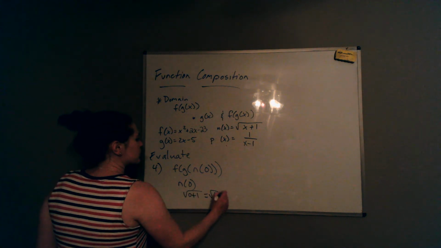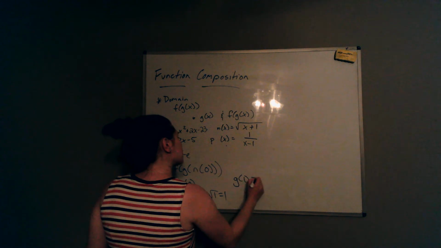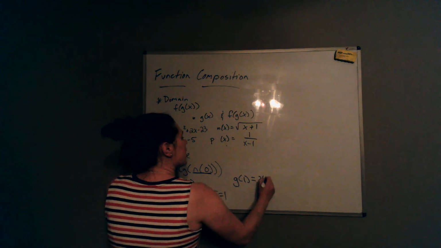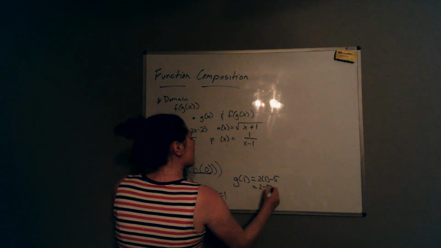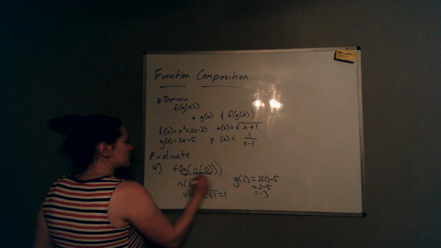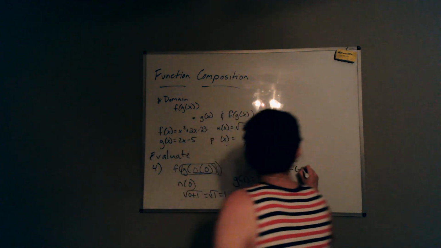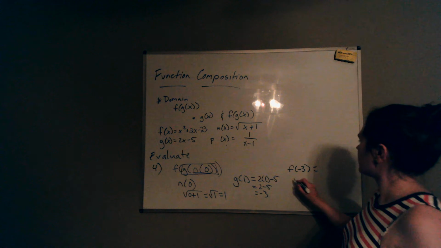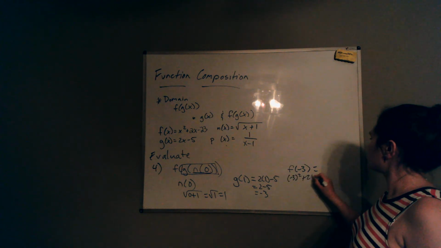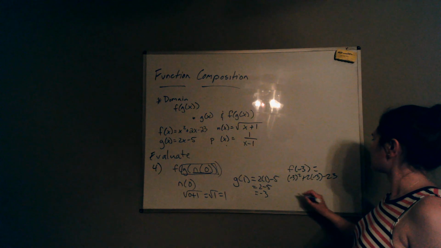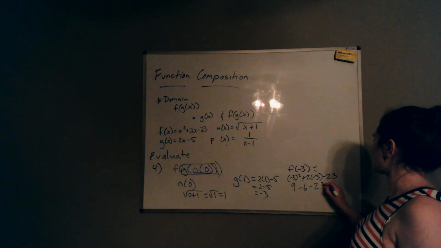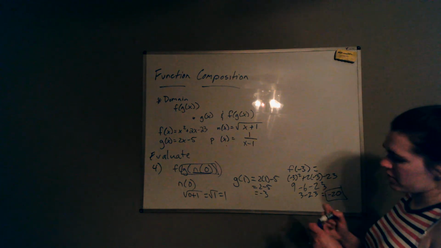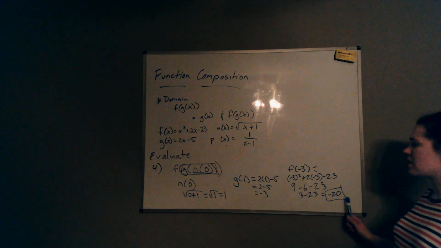So it's going to be the square root of 1. The square root of 1 is 1. So now we're going to take g and plug in 1 because this is now 1. So g of 1, that's going to be 2 times 1 minus 5. So that's going to be 2 minus 5, so that's going to be negative 3. Okay, so now we know that this is negative 3, so we're doing f of negative 3. That's going to give us negative 3 squared plus 2 times negative 3 minus 23. It's going to give us 9 minus 6 minus 23. 3 minus 23 gives us negative 20. So the output of f of g of n of 0 would be negative 20.